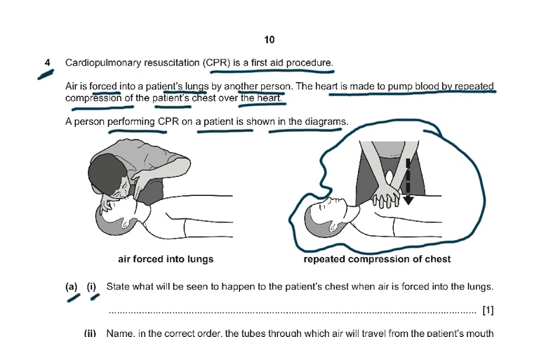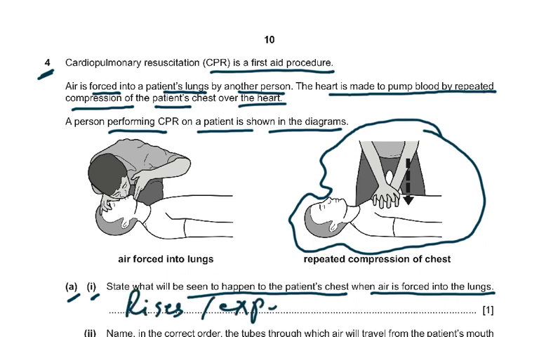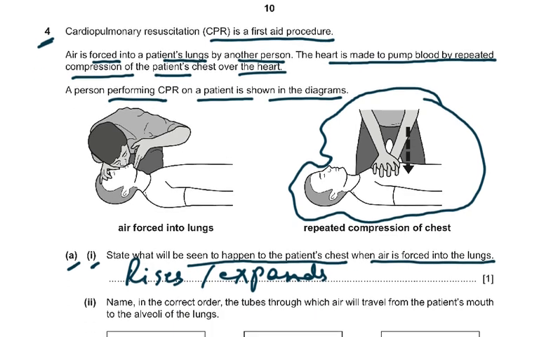Part A1: state what will be seen to happen to the patient's chest when air is forced into the lungs. Well, what seems to happen means it will rise. Or you could have said expands. So rises or expands, and that was the word. Or you could have used some other alternative wording as well. They were allowed. So this is what you should have said.